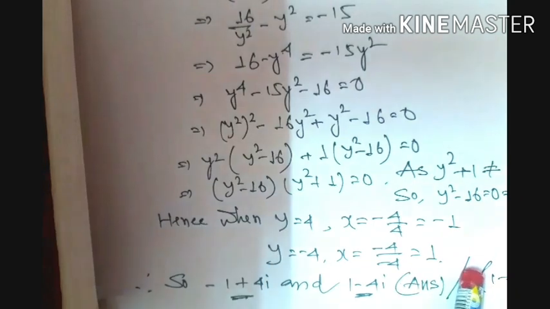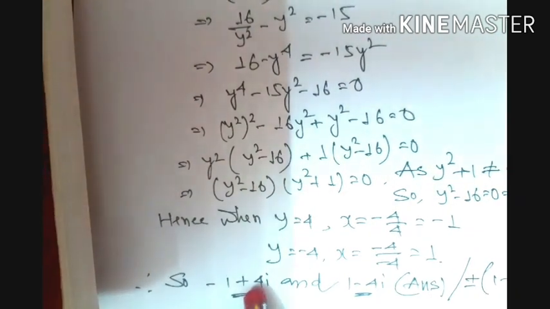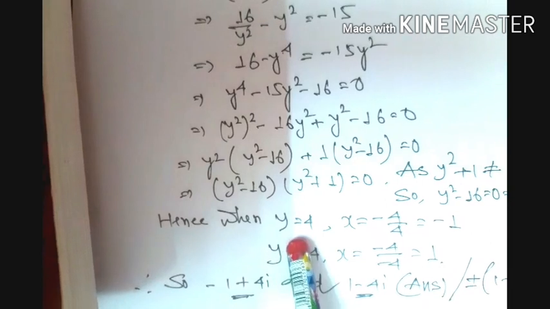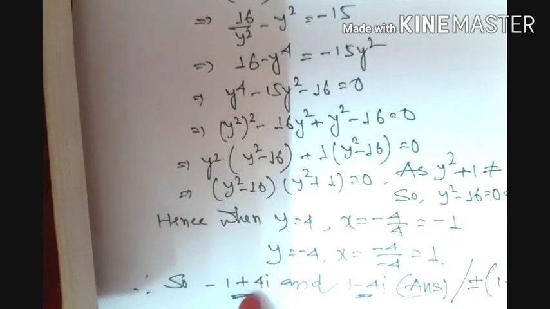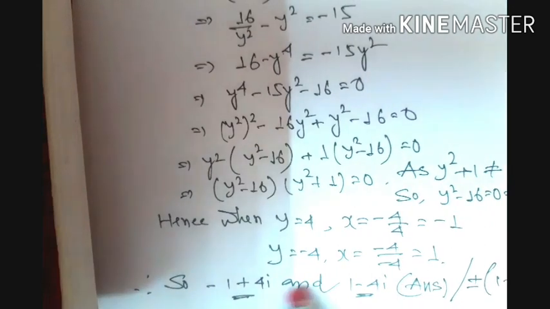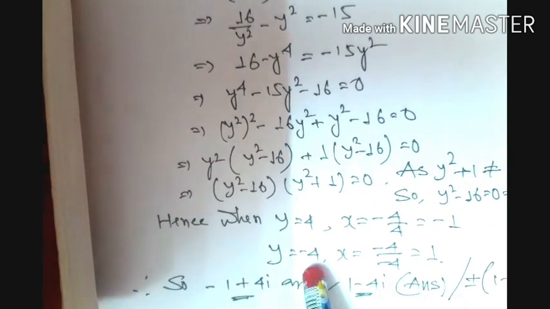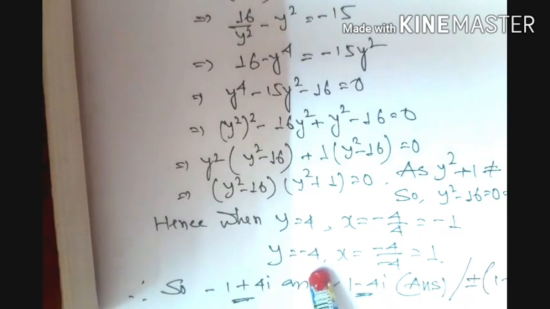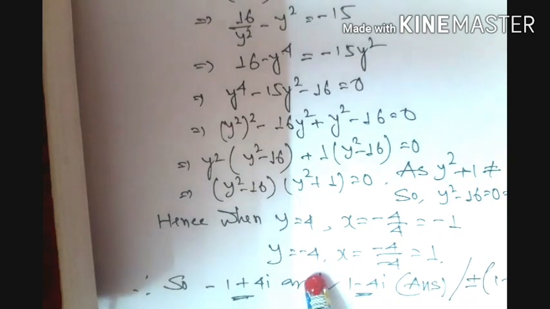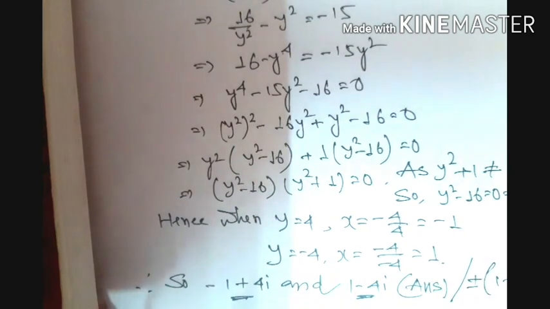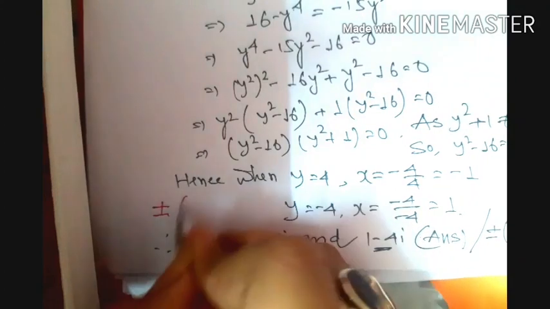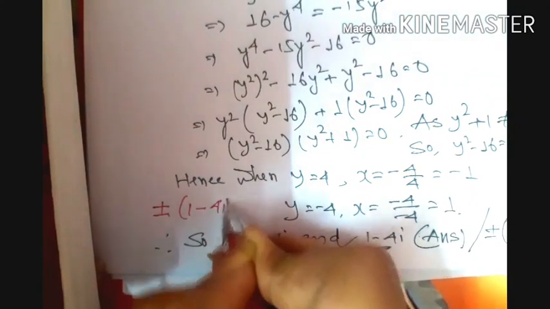So we have two complex numbers as the square root. For y equal to 4 and x equal to minus 1, the complex number is minus 1 plus 4i, because of the x plus iy format. Similarly, x equal to 1, y equal to minus 4, the complex number will be 1 minus 4i. If you combine these two solutions, we can write it as plus minus (1 minus 4i).